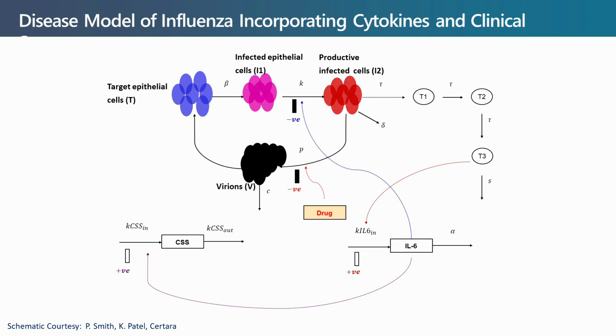This is the same plot from before, but you have this additional compartmental components relating to the effect on IL-6 and CSS, and that leads to more mechanistic application of viral kinetic models.